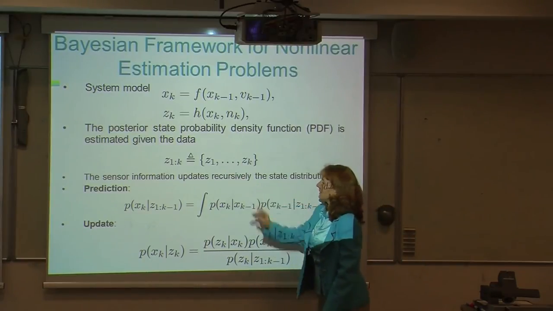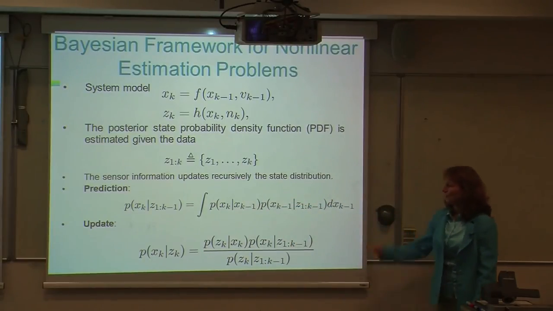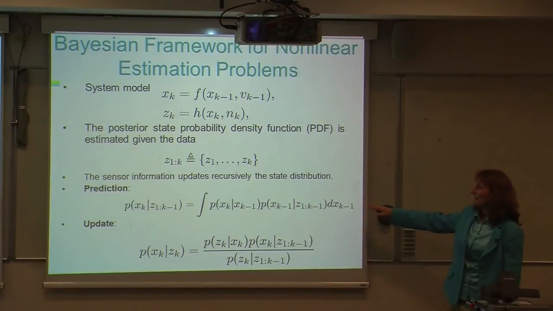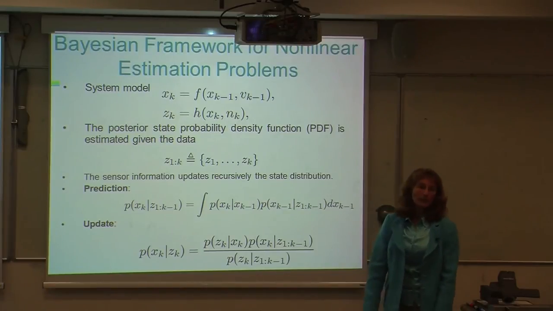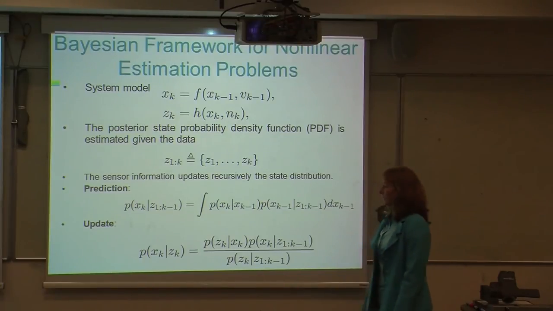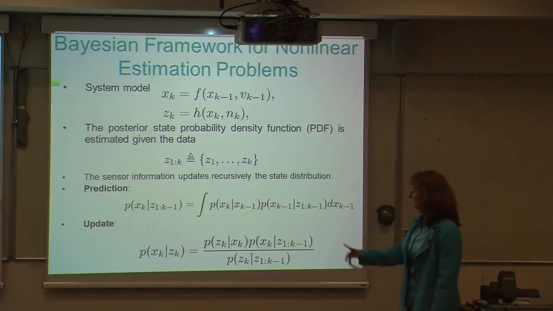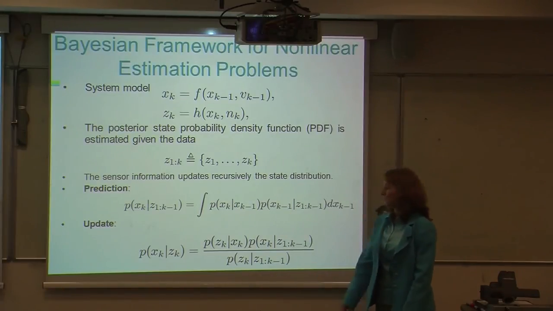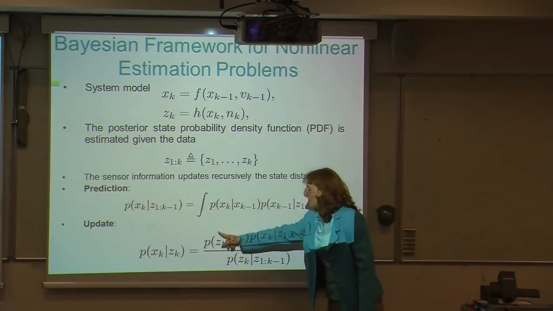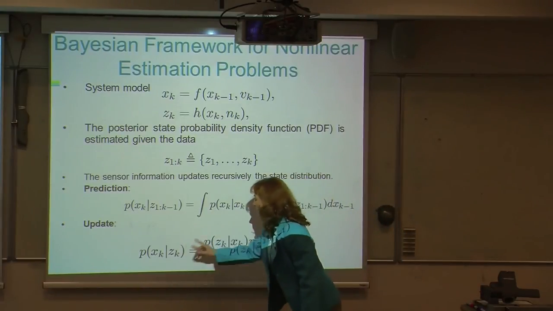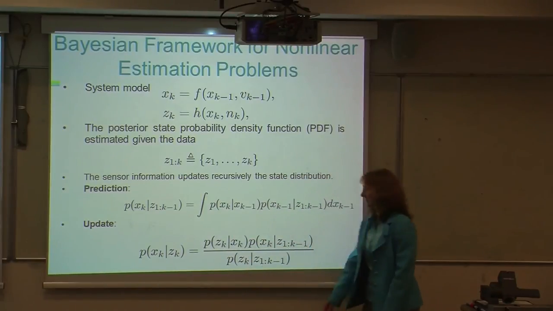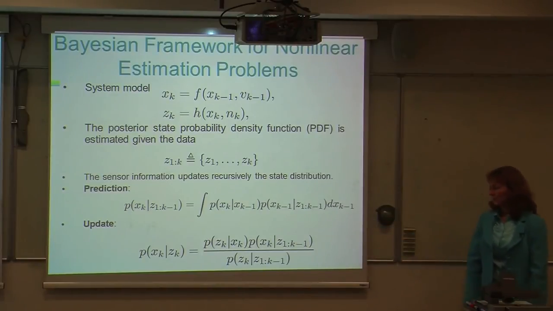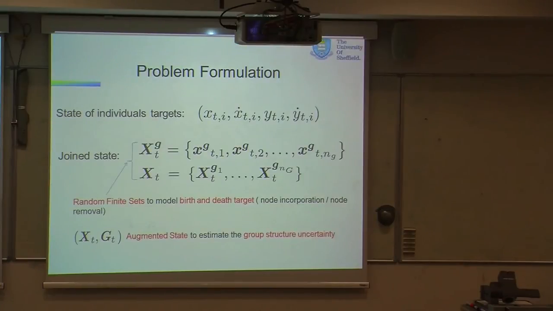So we have the measurements, and in the Bayesian framework, we have the prediction step, which is this integral known as the Chapman-Kolmogorov equation. It's difficult to solve it analytically. That's why there are a range of numerical techniques to solve it, and this is the likelihood function. So this is the Bayesian rule, that's the likelihood function, sorry, and that's the prior, and that's the evidence. So these two are solved recursively, and then they give us the solution.